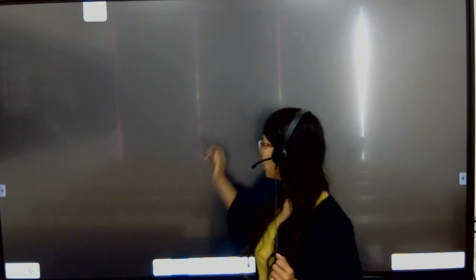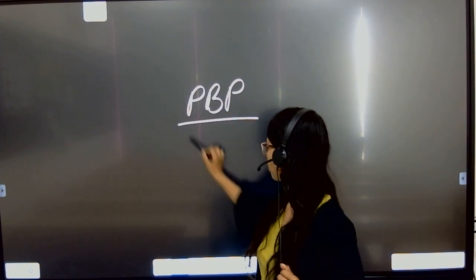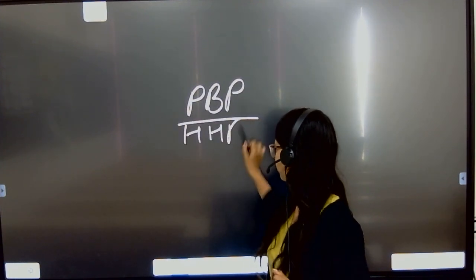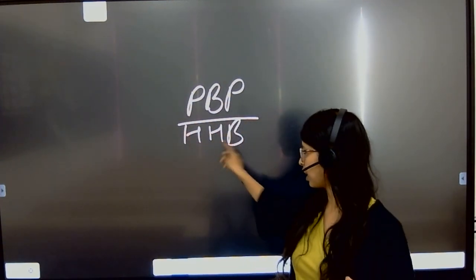So let's see, today I'm going to discuss the chapter trigonometry. Before doing this chapter, you have to learn some formulas which are very easy. So let's see everyone. First of all, I'm writing here P/B, P/H, H/B. Now let's see what this P, B and H are.